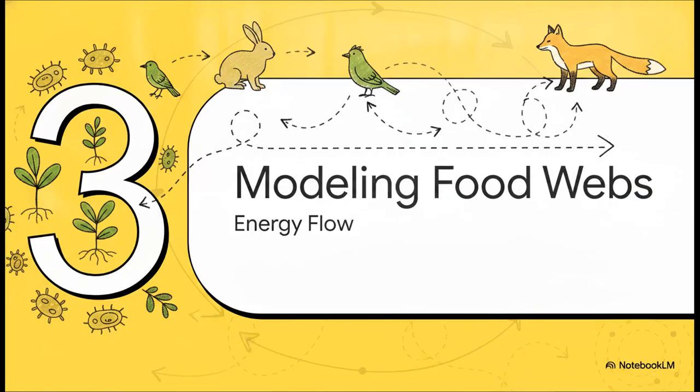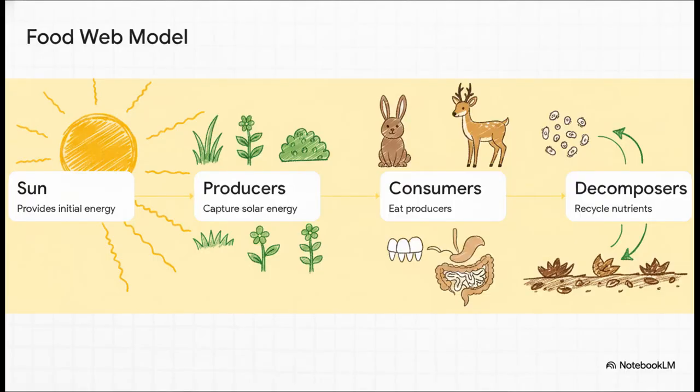All right, Section 3, Modeling the Food Web. Let's walk through a basic food web together, step by step. Just imagine your local park. Step 1, the sun shines down, providing the initial energy for the entire system. Step 2, producers, which are our plants and grasses, capture that solar energy and turn it into food through photosynthesis.